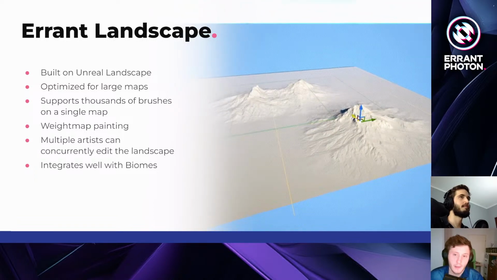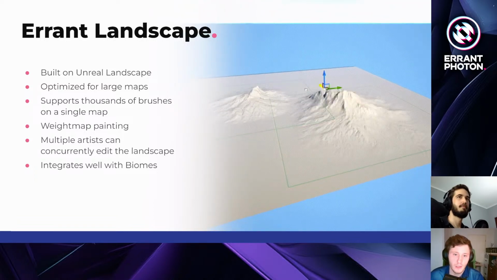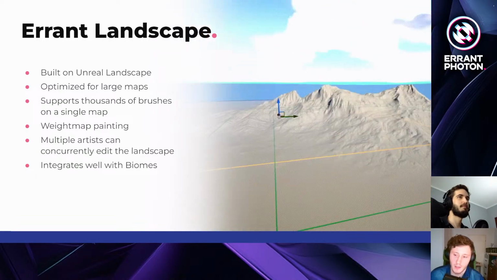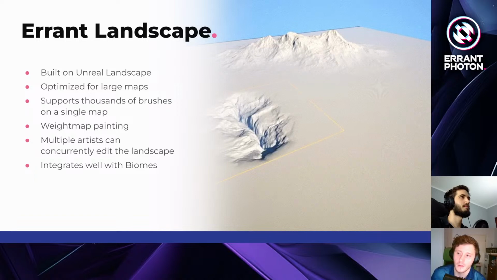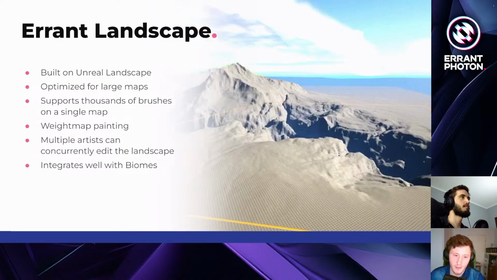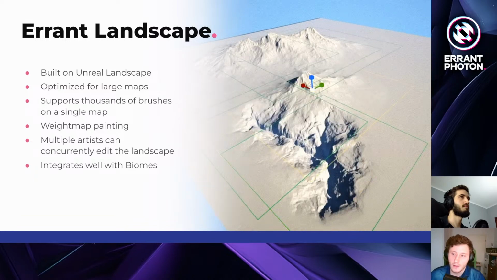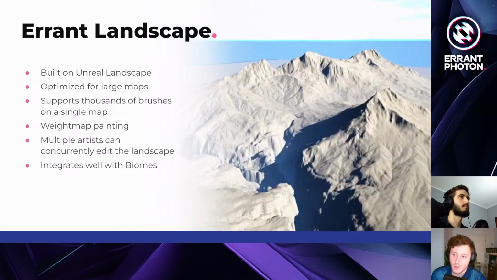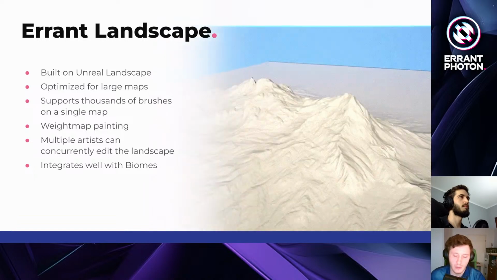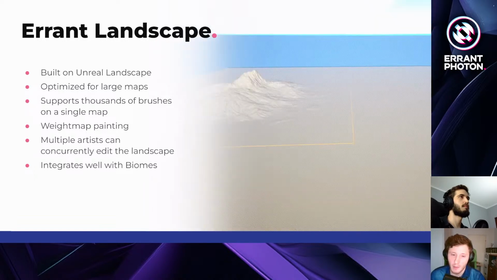And the first plugin we'll show today is Errant Landscape. It works with the standard landscape, so this follows the rules we set before, that we want to work with existing systems. And you can place these brushes with mountains and scale them, rotate them, and move them in the map.